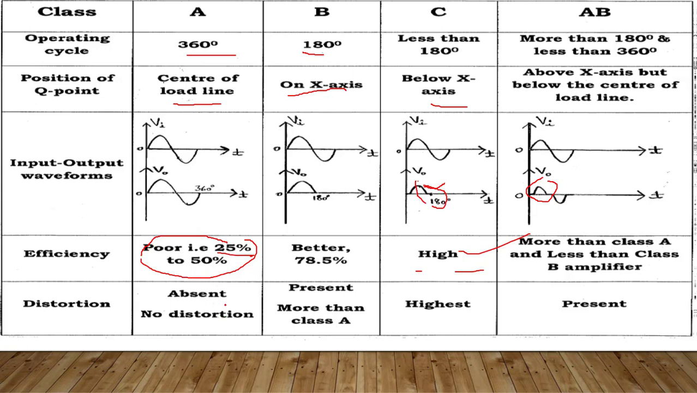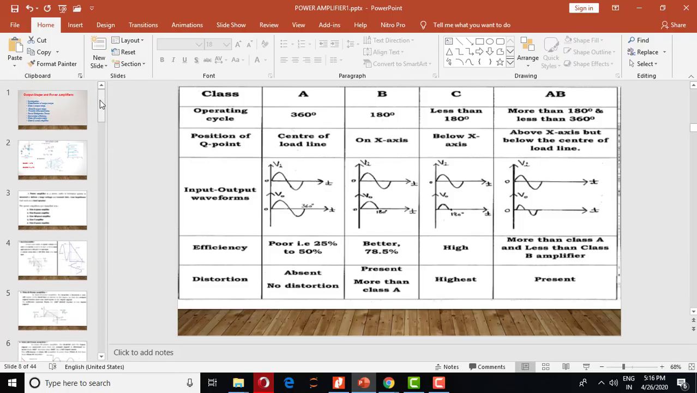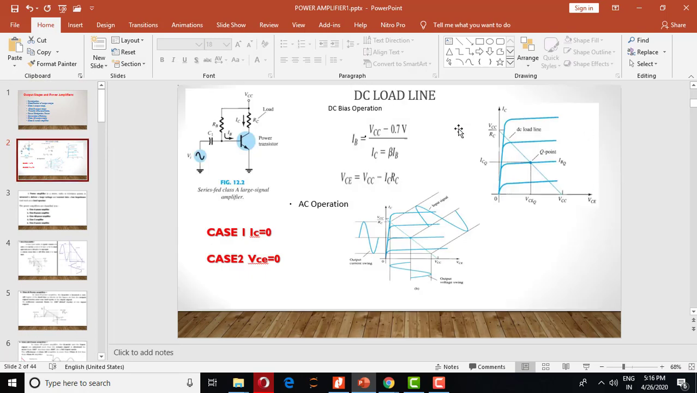Here there is no distortion because I am getting the full signal. Here there is 180-degree distortion, here more than 180-degree distortion, and here also some distortion between 180 and 360 degrees. This is all about what is class A, class B, class C, and class AB. Actually very simple, class A, class B, class C, everything depends upon the load line.